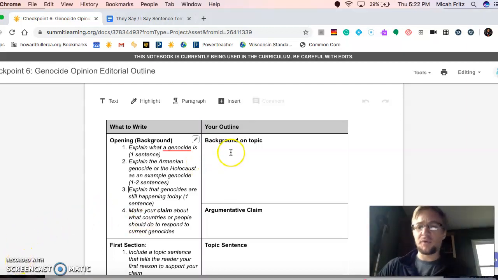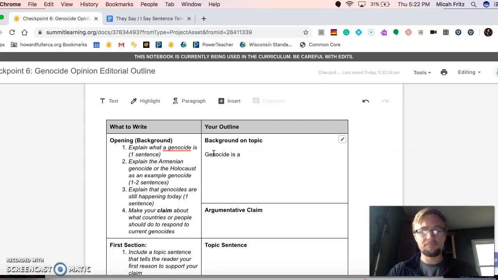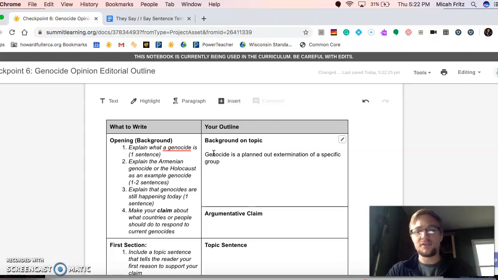All right, so if I would like to start putting some background information in there, I'm just going to summarize. I'm not necessarily going to write out full sentences here for some of the background information. We're just kind of going to brainstorm at this point. So I'm going to put down some thoughts about genocide. I'm going to say genocide is a planned out extermination of a specific group of people. Okay, you can use your definition from your word journal here.